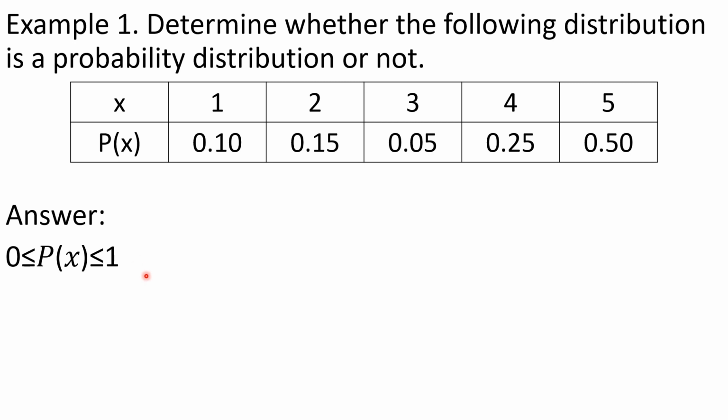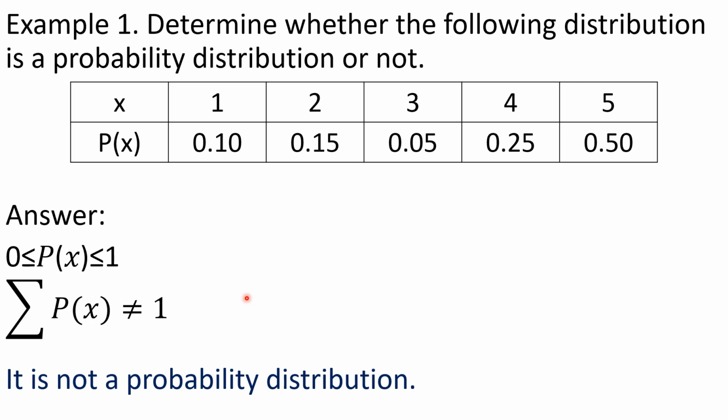So for condition 1, check. And then for condition 2, the sum total of all p of x values must be equal to 1. If you get the total of these 5, you'll notice that their sum is equal to 1.05 and not equal to 1. Therefore, condition 2 is not met. So, it is not a probability distribution.